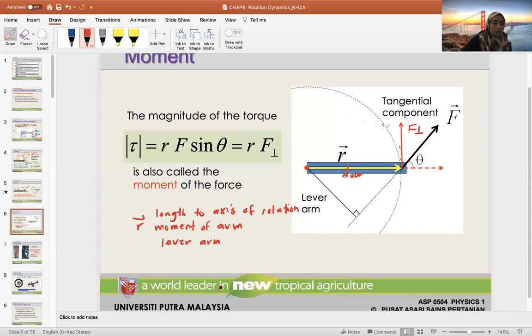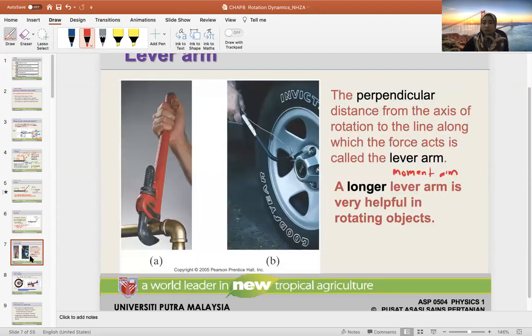Okay, going back to that slide again. As you see, kalau kita pakai benda alah ni, something like a spanner, if you put your hand over here, it is hard to move it. You need more force to unscrew something. When you put your hand at the center point of this object, it becomes hard. If you put it at the furthest point away from the axis of rotation, it becomes easier.